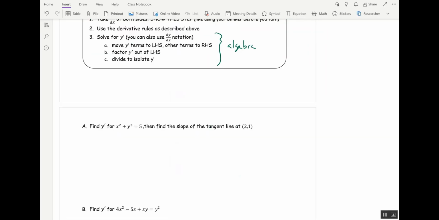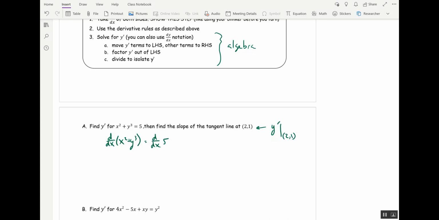Find y prime for this equation, then find the slope of the tangent at (2, 1). The slope of the tangent at (2, 1) will be y prime evaluated at (2, 1). The straight bar means evaluated. Step 1, d by dx of both sides. I know this first step is just notational, where you're not actually doing anything, but it's important to do. It's like using your blinker when you're driving. It's indicating to people what you're about to do. So if someone's reading your work, they could say, oh, I understand the second line. It came because this person took d by dx of both sides of the first line.